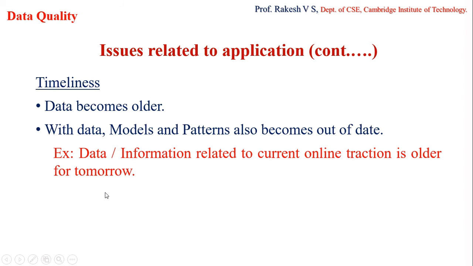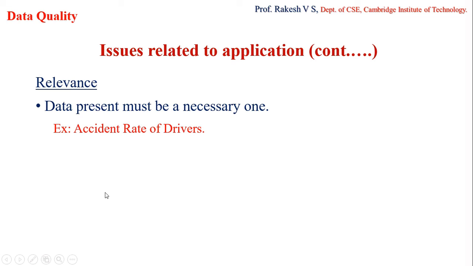So first we'll consider what is timeliness. Timeliness refers to the fact that as the days progress, the data becomes older. The data that we had today might be older data for tomorrow, especially with respect to online transactions. If data becomes out of date, then the models as well as the patterns related to that data also become out of date. That is the problem with respect to the time factor with any data set. For example, the information related to the current online transaction is older for tomorrow. Whatever transaction we have made today becomes older data for tomorrow's transaction.